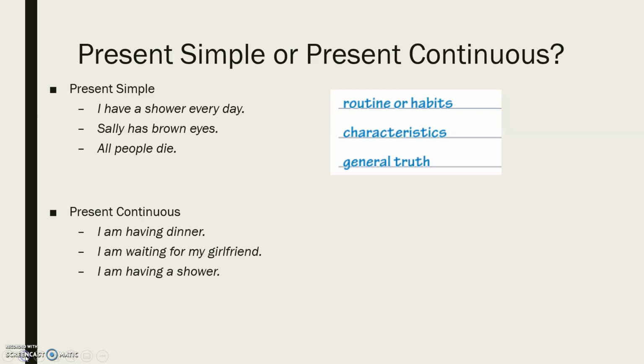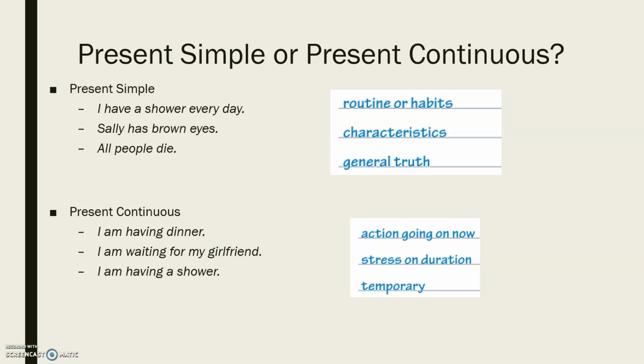Examples are, for instance, I'm having dinner, I'm waiting for my girlfriend, I'm having a shower. What's typical for these examples is that they all refer to activities which are going on right now. Yeah, I am having dinner right now. I'm having a shower, I'm in the shower now. You started showering a couple of minutes ago, seconds ago, and well, you're still there. You're not finished yet.